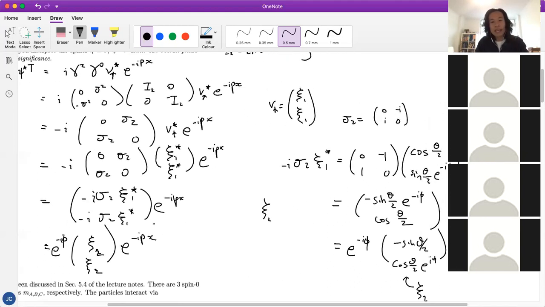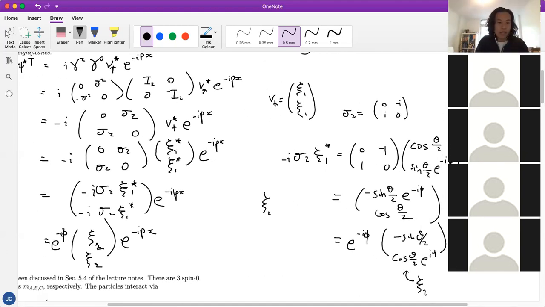Okay, and the hint basically is telling you that when you're trying to interpret this, you can completely ignore this e to the minus i phi. It doesn't really tell you anything. It's just an additional complex phase and doesn't change the physics.